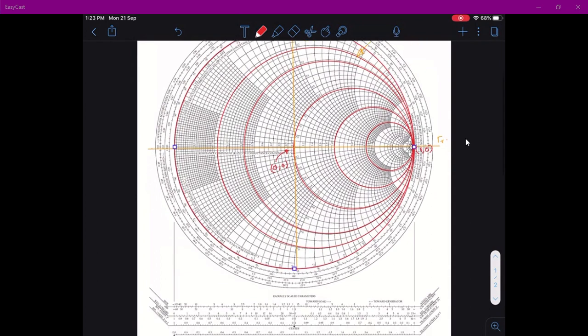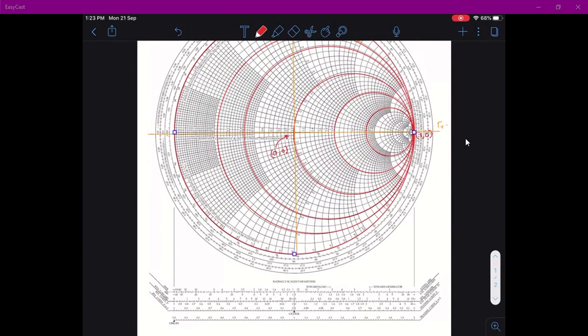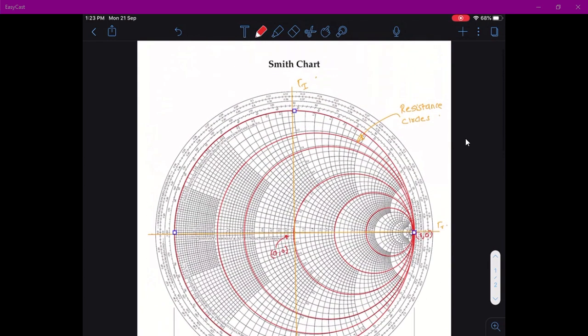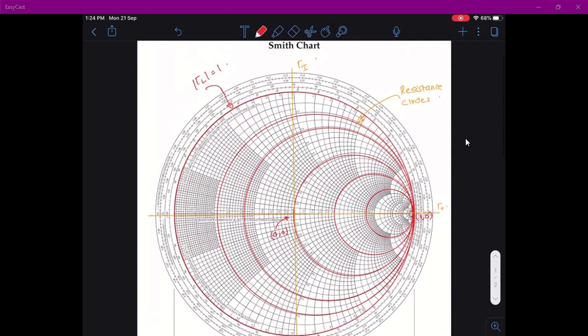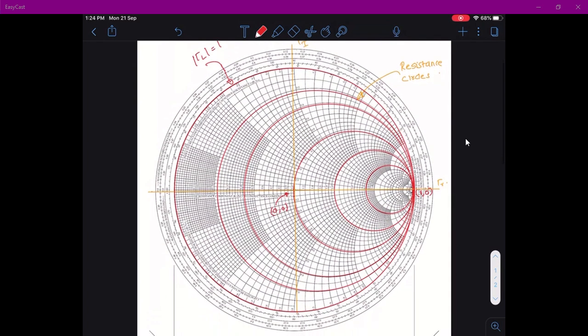The outermost circle is the circle which has the maximum reflection coefficient, and that circle will have the reflection coefficient magnitude as 1, because the reflection coefficient magnitude cannot go beyond 1. So we are interested only in those circles whose reflection coefficients are below 1. Okay, so that is the reflection coefficient circle which is equal to 1.